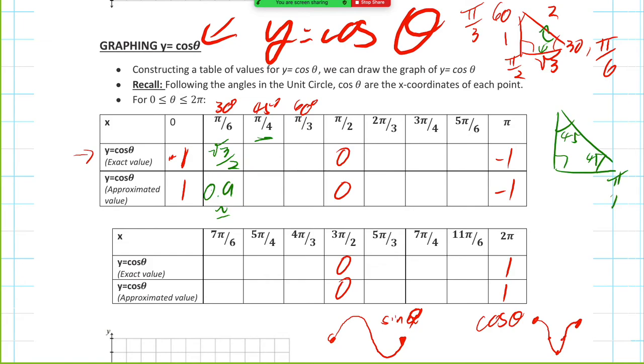Pi over 4. So our isosceles triangle we'd worked with before. But again, remember, we're using cos. So cos is adjacent, and in this triangle, we have a 1, 1, root 2, okay, as the measurements. Well, adjacent over hypotenuse would give you 1 over root 2 as a value. That ends up being approximately 0.7-ish, they say. And then finally, pi over 3, adjacent over hypotenuse. Well, adjacent is 1, hypotenuse is 2. That is 1 over 2. The approximation is 0.5.